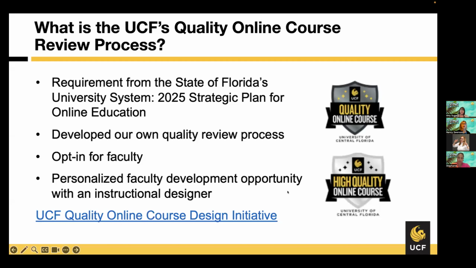Thank you, Amy. What is our UCF online quality review process? It came out of a 2025 strategic plan for online education that actually was written and approved back in 2015 by a subgroup of our Board of Governors, or as a directive from our Board of Governors. And every university in the state university system was tasked to create a culture of quality for their online education courses. And to do that, they wanted each institution in the state university system to create a certification process to recognize the development of high quality online education courses.